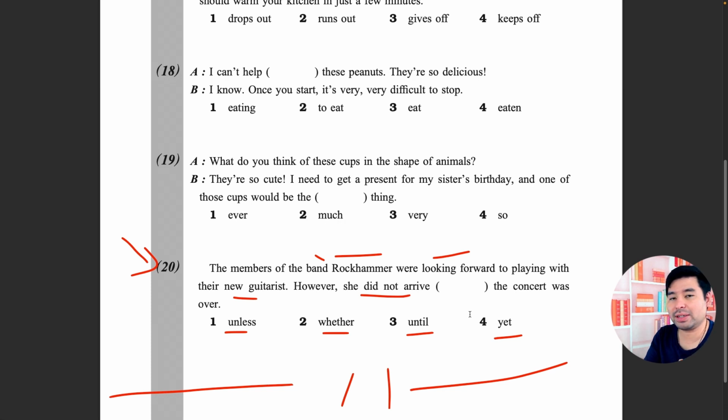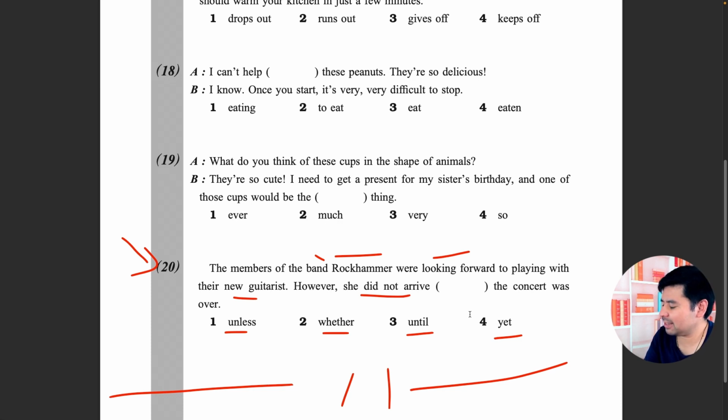Okay, teacher, what is until? Until is until the limit, to the limit line. For example, if you want to play with us, you have to be here during the time of the concert. If you can't arrive here before the end of the concert, there is no way for you to play. So that's why we use until here.